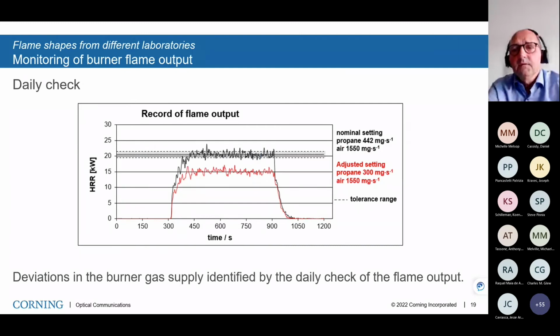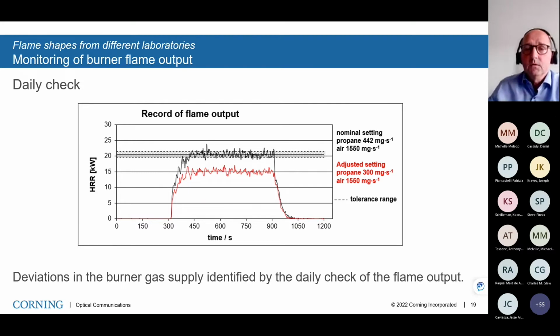So I would give an example about the monitoring of the burner flame output. The control and the record of the burner flame output is mandatory and has to be done before starting testing. It's the so-called daily check. This plot represents the flame output of a 20.5 kW burner flame under nominal parameter settings, measured as the heat release rate as a function of time, presented in a black line. The daily check confirmed the correct flame output within the tolerance range.